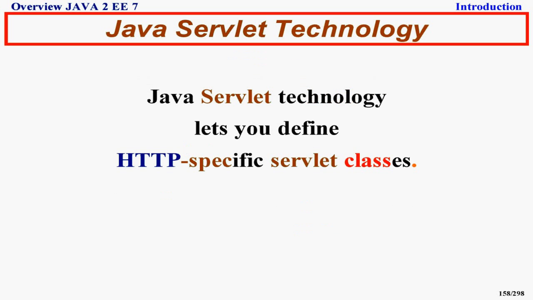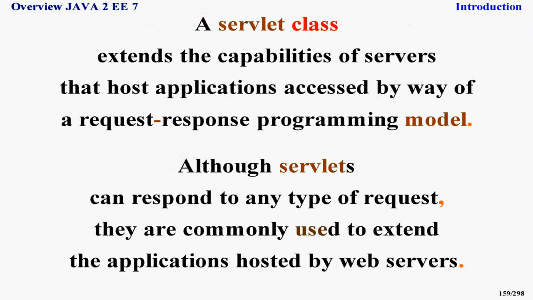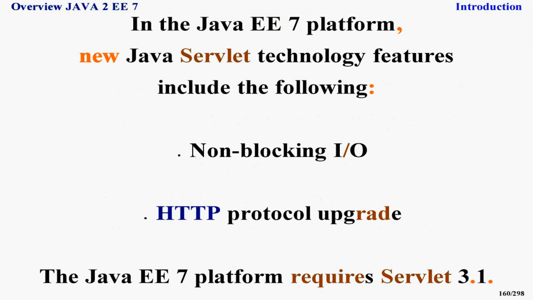Java Servlet technology. Java Servlet technology lets you define HTTP-specific servlet classes. A servlet class extends the capabilities of servers that host applications accessed by way of a request-response programming model. Although servlets can respond to any type of request, they are commonly used to extend the applications hosted by web servers. In the Java EE 7 platform, new Java Servlet technology features include the following: non-blocking I/O, HTTP protocol upgrade.